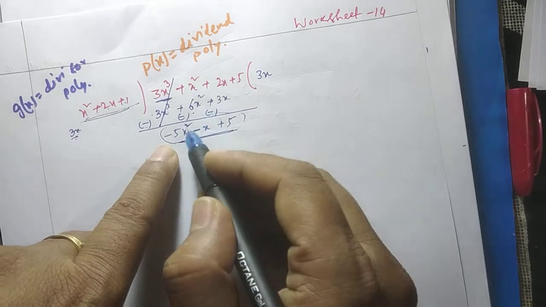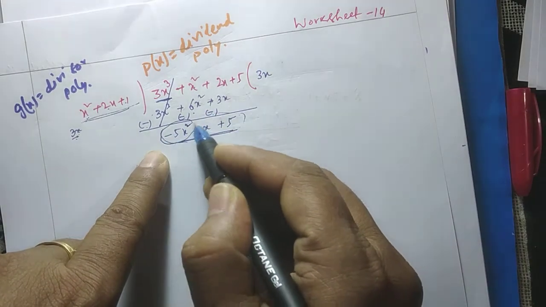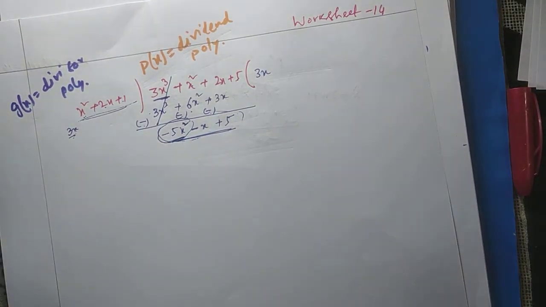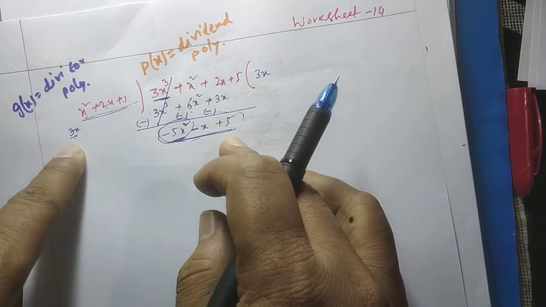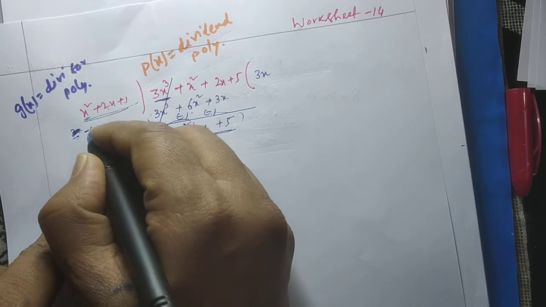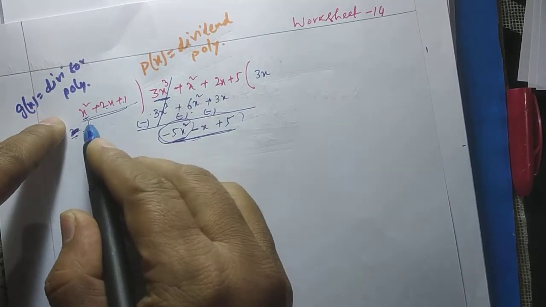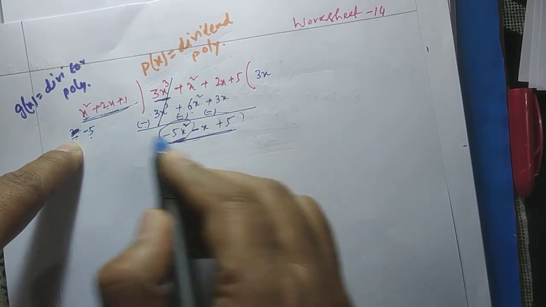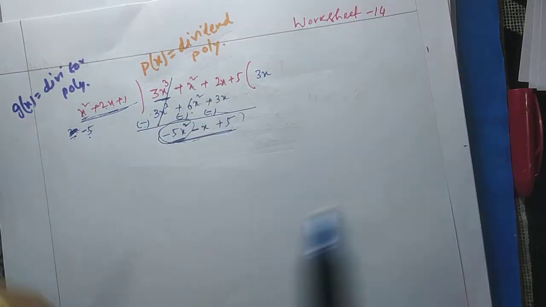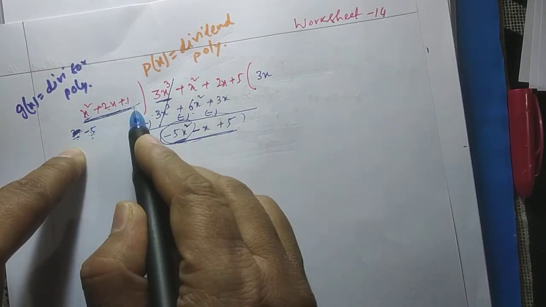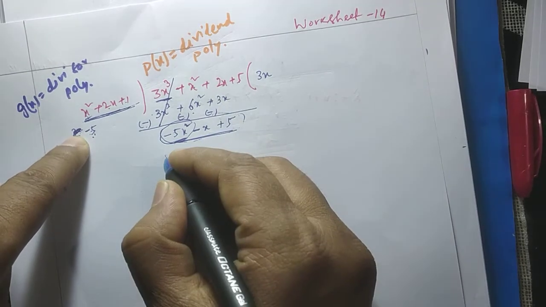Now, look at the first term here. What is that? Minus 5x square. So again, you have to cancel it by any means. How will it be cancelled? For this purpose, we have to multiply this divisor by minus 5. Because if we multiply this divisor by minus 5, it will be minus 5x square. Both will be the same. Then it will be cancelled. So for this purpose, you have to multiply this divisor by minus 5 to bring the same term.